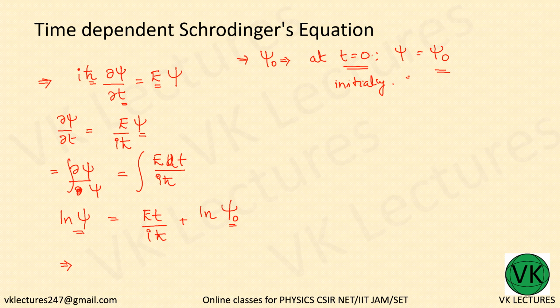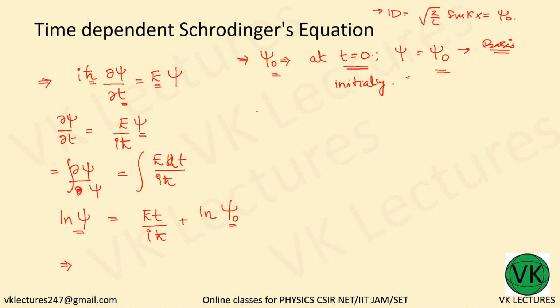That means in the beginning we have ψ equal to ψ naught. For example, like any other Schrodinger wave function, let us take it for the 1D box, root of 2 by L sin kx. So this is ψ naught, because there is no time function. This is my initial condition, that means at time t equal to 0, ψ equals ψ naught.